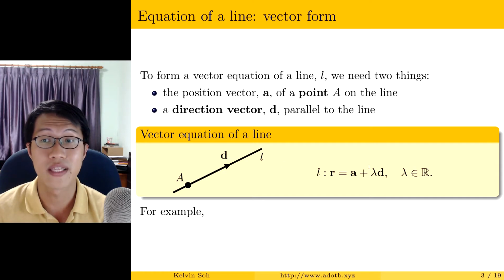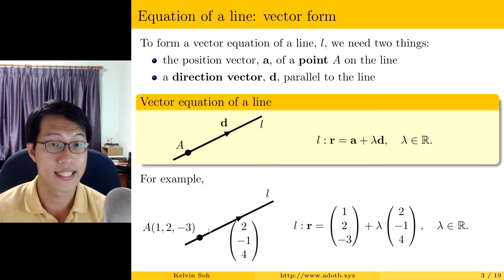So by varying the values of lambda, we are able to get the position vector of different points on the line. So that is what R is trying to capture. So we call R the general position vector of the line. Varying different values of lambda will be able to give us all the position vectors of all the points on the line. So let's take a look at the example with some numbers.